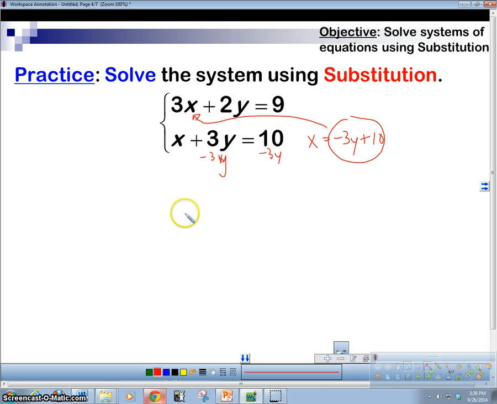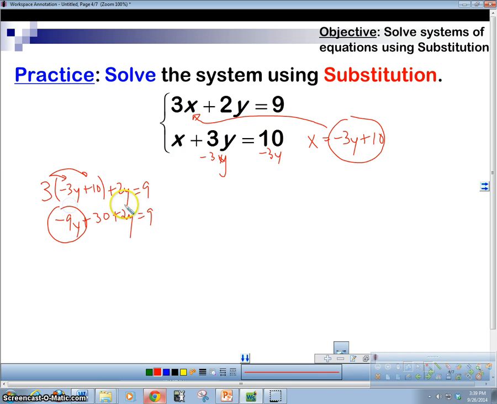And then we're gonna go ahead and do that. So we're gonna have 3 times negative 3y plus 10 plus 2y equals 9. Go ahead and FOIL this in. What I did was I plugged it in here for x. So negative 9y plus 30 plus 2y equals 9.